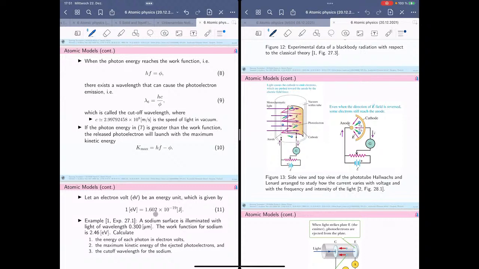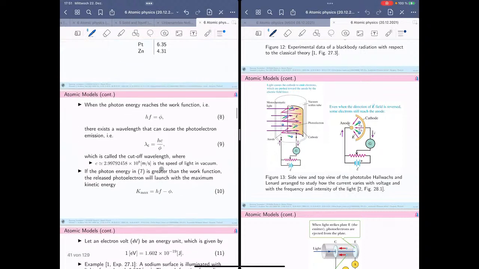And it's given by, if you can remember the value of the charge of the electron, it's 1.602 times 10 raised to negative 19, right? That's the value of the electron charge in coulomb. And if you use that value for any energy, it's going to be called 1 electron volt. Electron volt is a kind of energy.